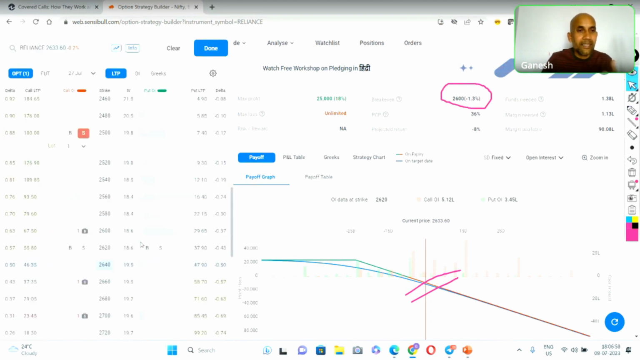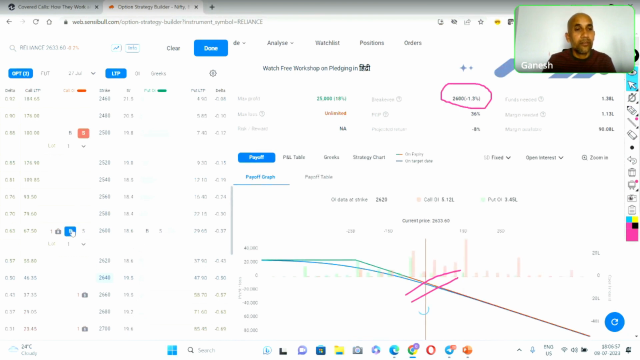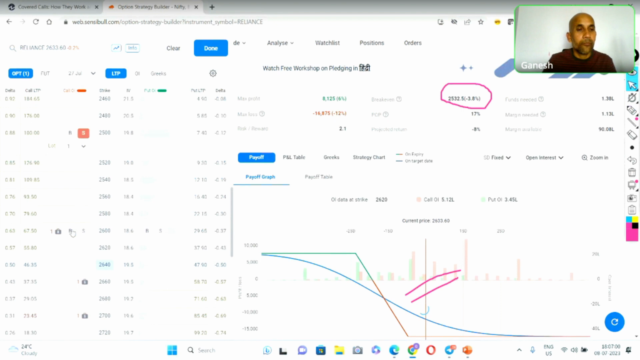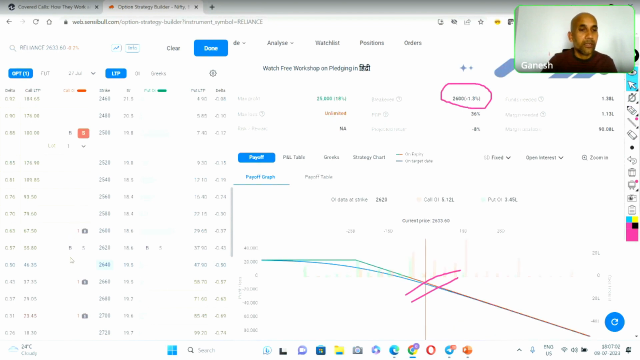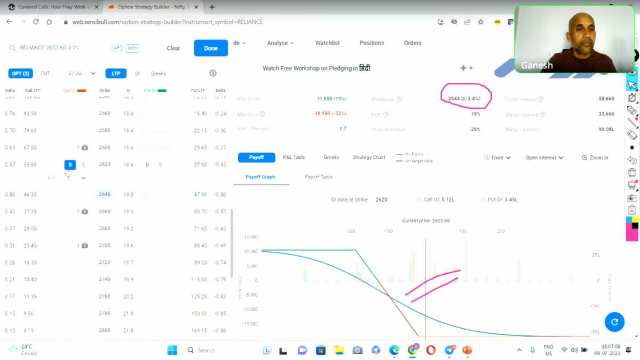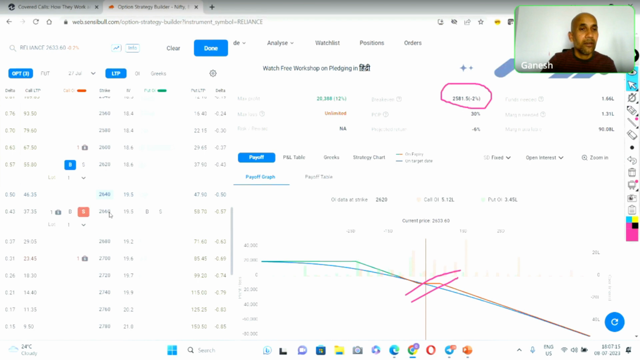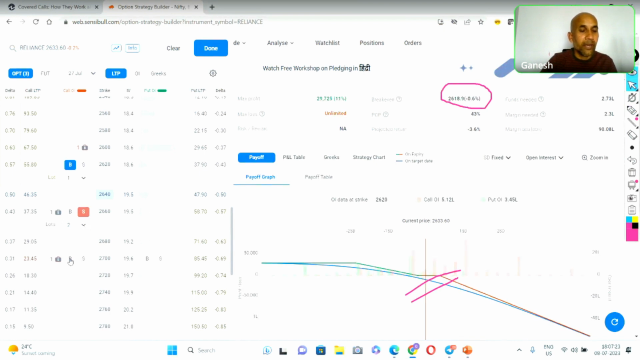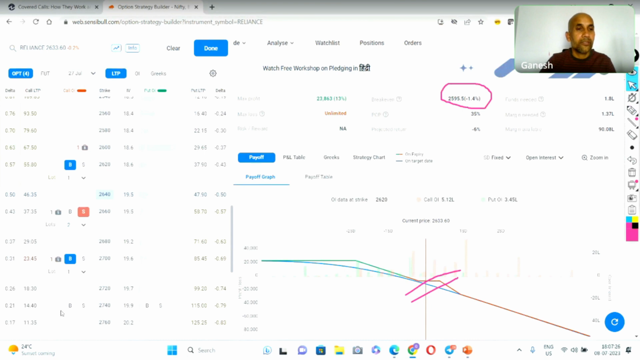Buy one slightly in the money. Buy 2,600, slightly in the money. No, this is at the money. Let's remove that. Okay, buy this 2,620. Go one strike up: 2,620 buy and 2,660 sell. What is the strike difference? 20 and 60, 40 points. Here you sell 2 lots and go to 2,700 buy. This is one. Do you understand?